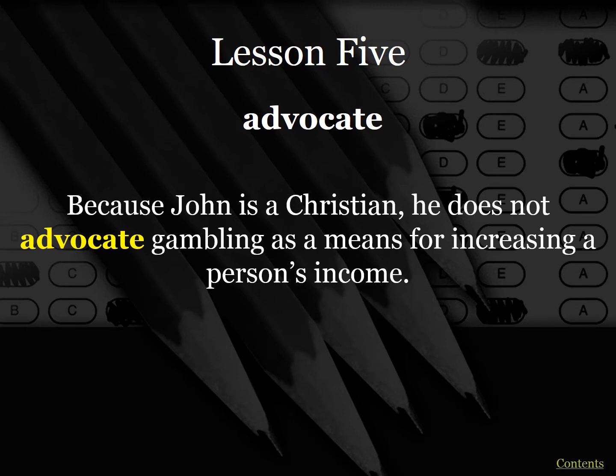Here's the sentence. Because John is a Christian, he does not advocate gambling as a means for increasing a person's income. The context clues strategy that's going to help you figure out the meaning of this word is the cause and effect context clue strategy. Because John is a Christian, there should be a lot of different effects in his life, and one of those effects would be that he would not advocate gambling as a means for getting more money.